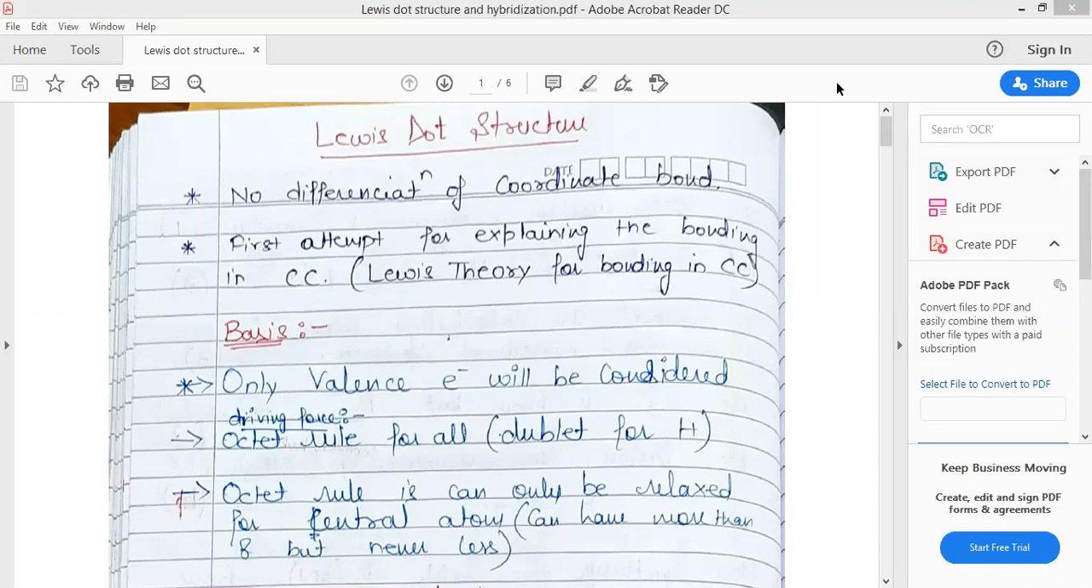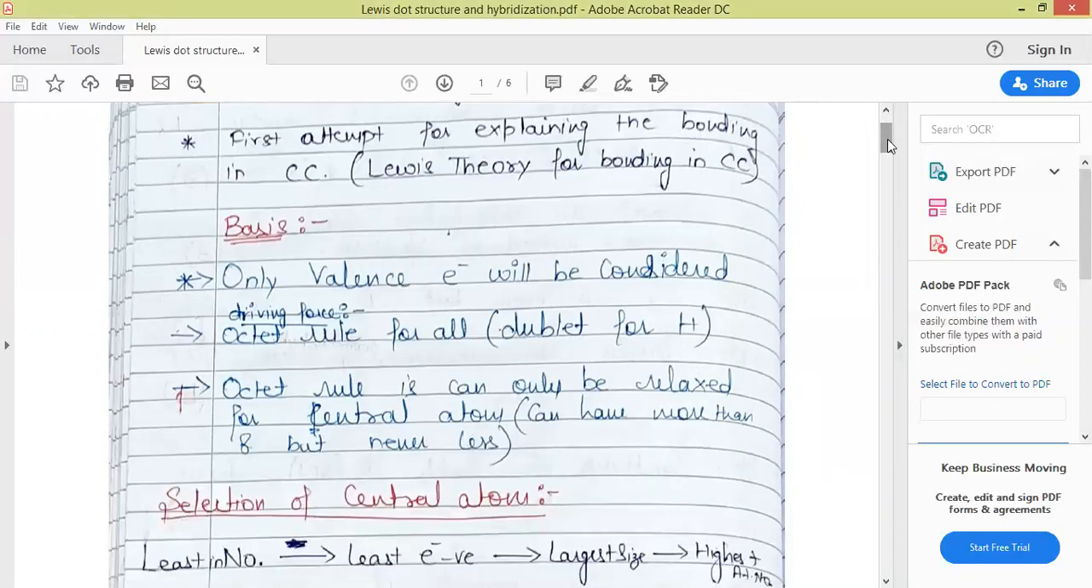Firstly, I would like to tell you that Lewis theory was the first attempt at explaining the bonding in covalent compounds. Also, there was no differentiation between the covalent bond and coordinate bond in Lewis dot structures. Based upon the Lewis theory, the basis was that only valence electrons will be considered: only valence electrons present in the atoms associated in the molecule.